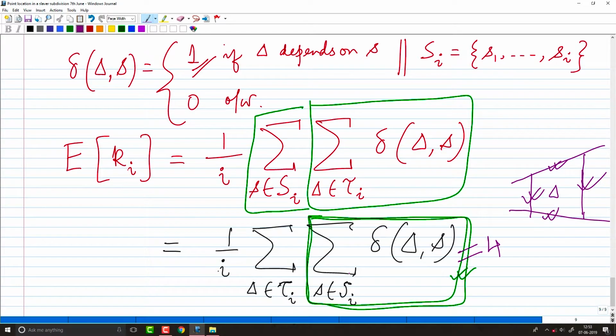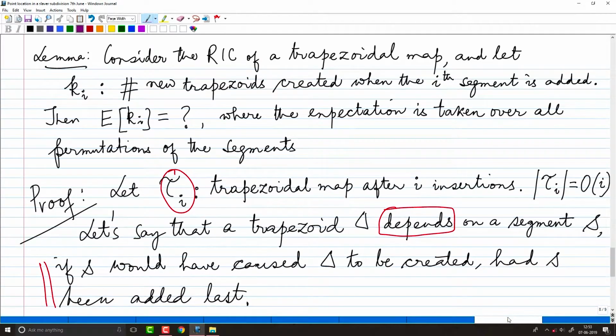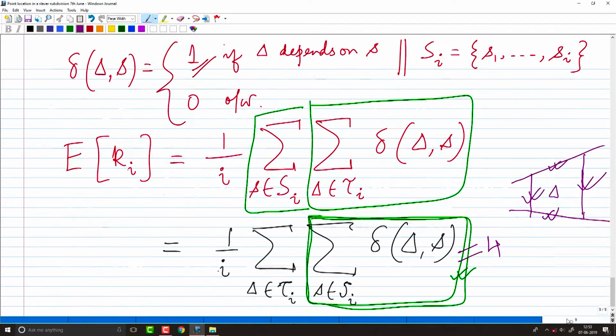See, you had fixed a trapezoid. So, this is your fixed trapezoid, and you are looking at the dependence of this trapezoid on your last segment inserted, because this delta of both are delta, right, the small delta of capital delta S. This is a quantity of the dependence of this delta on S, where S was the last inserted. That is important. Fine. Okay. So, this is 4, because each adds up to 1. So, there can be at most 4.